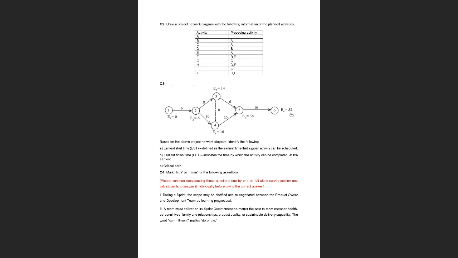Now for all of these possible paths, what we are going to do is sum the total durations. Say, for example, you're considering the first path, 1, 2, 3, 5, 6. Just sum up the duration: 6 plus 8 plus 6 plus 16. What is the total duration? For the second path, 1, 2, 3, 4, 5, 6: 6 plus 8 plus 0 plus 20 plus 16. What is the total duration? Then 1, 2, 4, 5, 6: 6 plus 10 plus 20 plus 16. What is the total duration? Once you sum up all of these, the path that gives you the longest duration is known as the critical path.